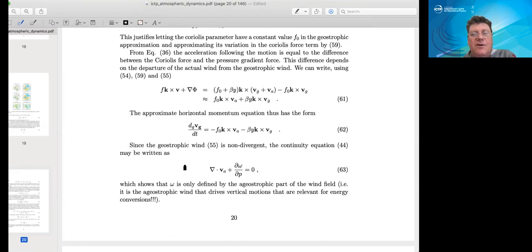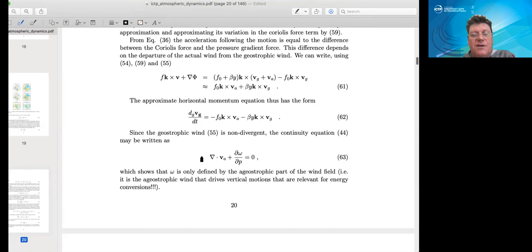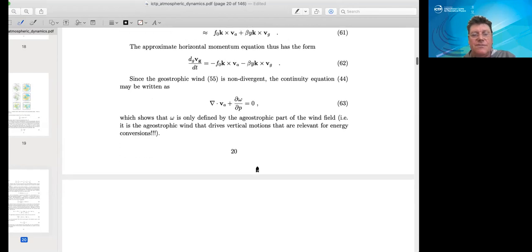Instead, the continuity equation in pressure coordinates looks like this, because the horizontal divergence of the geostrophic wind is 0. So the divergence of the total wind is just the divergence of the ageostrophic wind. So it's the ageostrophic wind, in principle, using this diagnostic equation, that is responsible for vertical motions, if you want. The geostrophic wind itself doesn't cause any vertical motions.